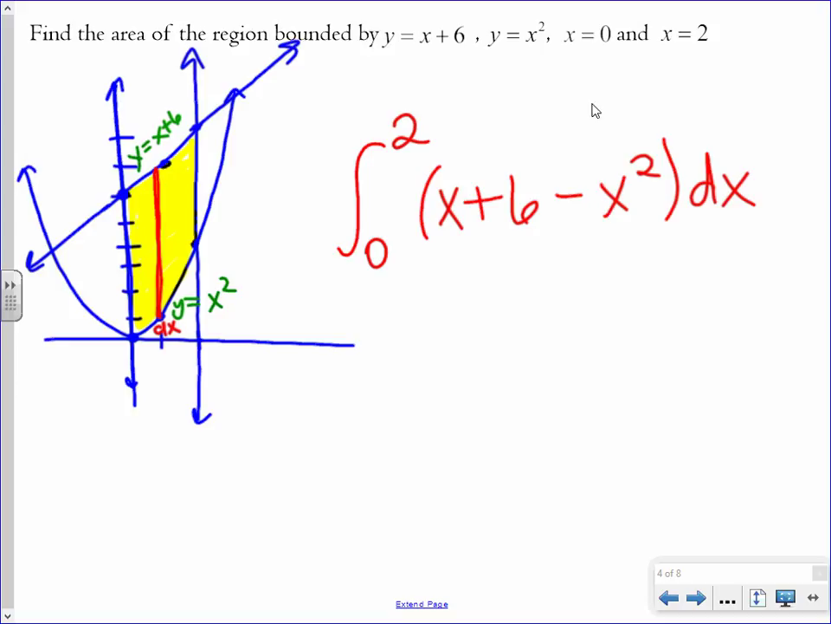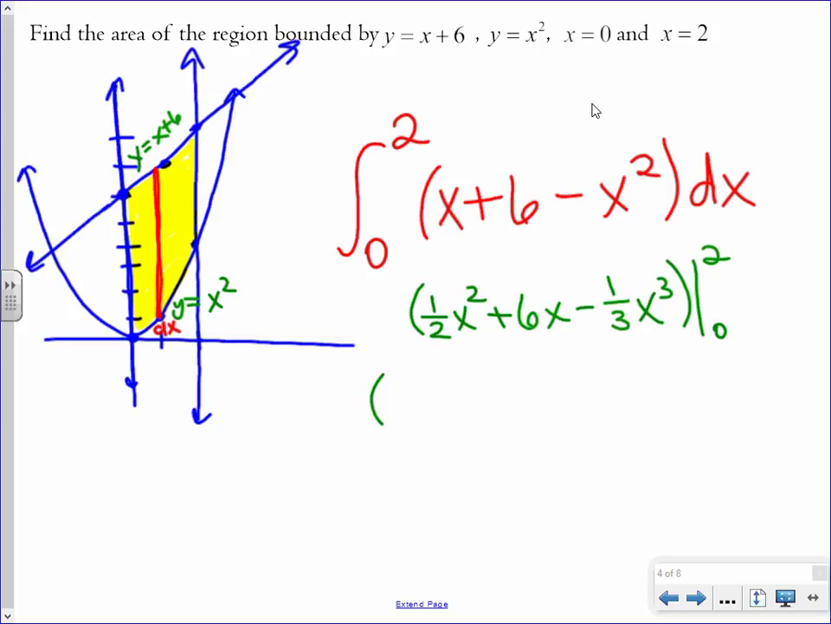Now, would this be one that is overly difficult to integrate by hand? No, this is not bad. Antiderivative of x is 1/2 x squared. Antiderivative of 6 is 6x. And then x squared becomes 1/3 x cubed. And we're evaluating this from 0 to 2. Okay? This is one I would expect you to be able to do by hand.